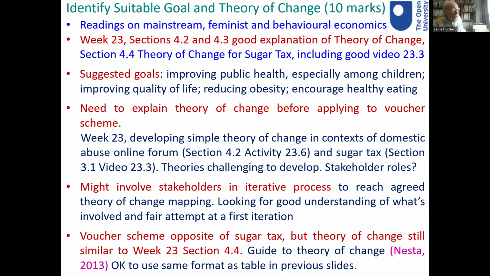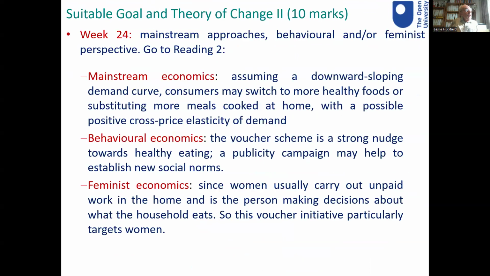A very good guide to the theory of change comes from Nesta, which is the National Endowment for Science, Technology and the Arts, a 2013 document. It's a bit old, but nevertheless, it explains in fairly simple terms what a theory of change is all about and how you might be able to do it. Now, because the theory of change is central to what you're going to be recommending, that's actually quite an important document. Okay, again, suitable goal and theory of change.